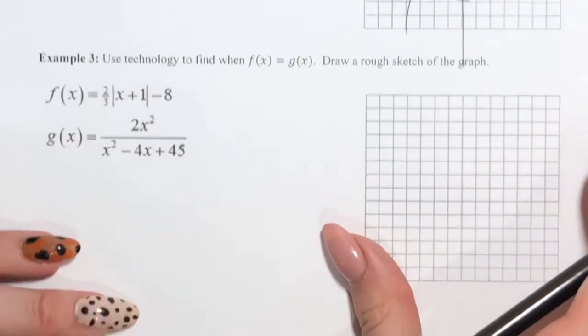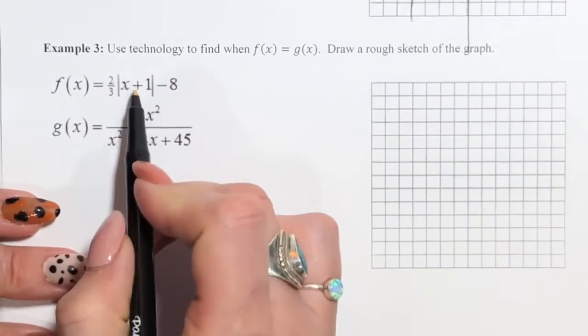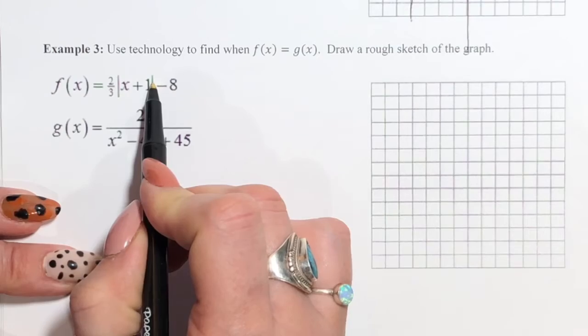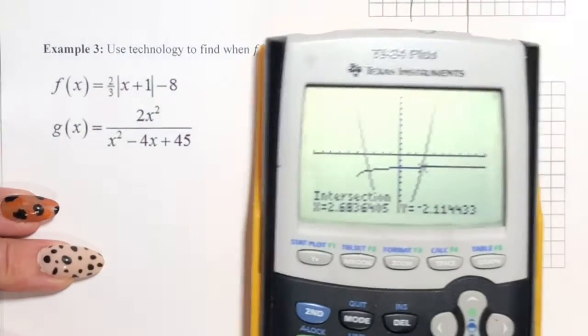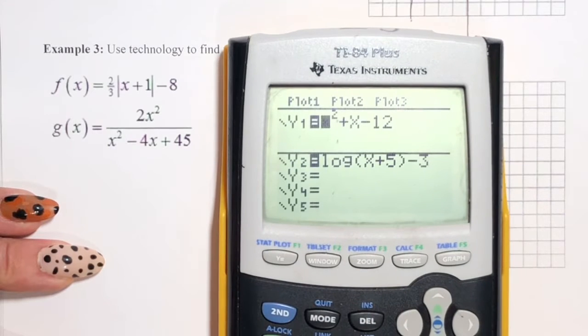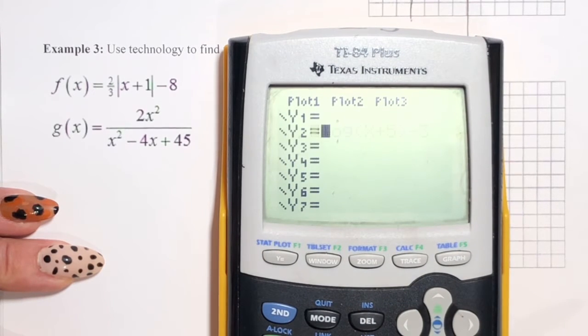Let's do another example of graphing. So notice this time we have an absolute value function, and then this one we have a rational. So let's go and type those in. So let's clear out our old ones. And then for this one, we're going to do the 2/3.